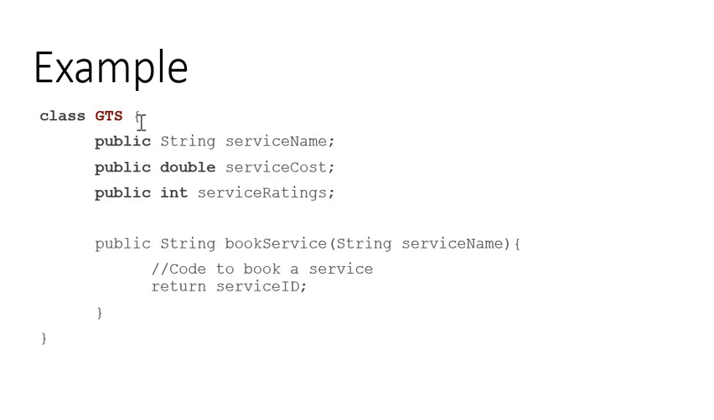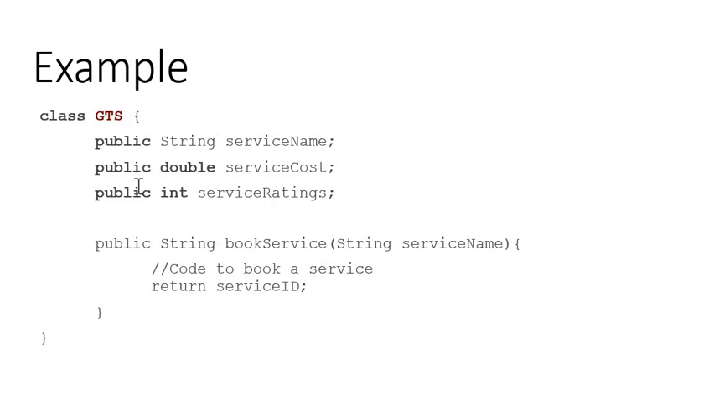I have a class called GTS. It has three variables: service name, service cost, and service ratings. And it has one public method called book service. These variables are outside this method, but inside this class. Okay, so these variables are called instance variables.